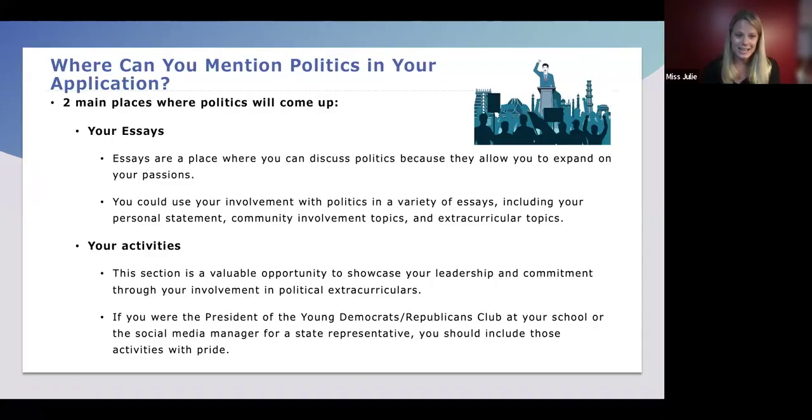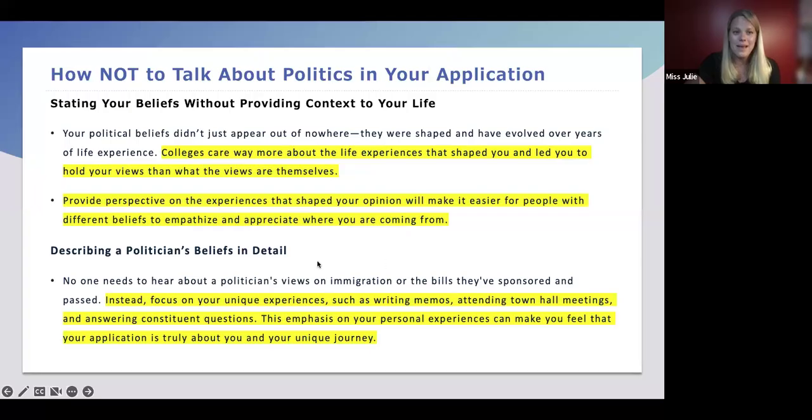Your activity section is a valuable opportunity to showcase your leadership and commitment through your involvement in political extracurriculars. So this is really the place we recommend that you write out anything you've done with politics, right, would be in your activities section. If you were the president of the Young Democrats or Republicans Club at your school, or you were the social media manager for a state representative, right, your activities list would be where you should include those activities with pride. How not to talk about politics in your application, right?